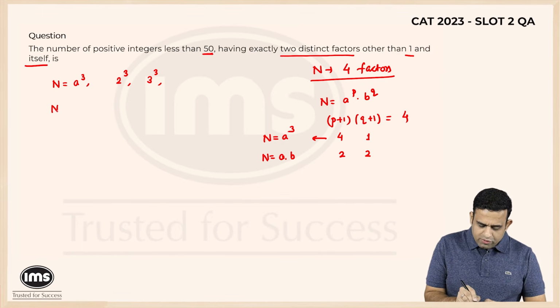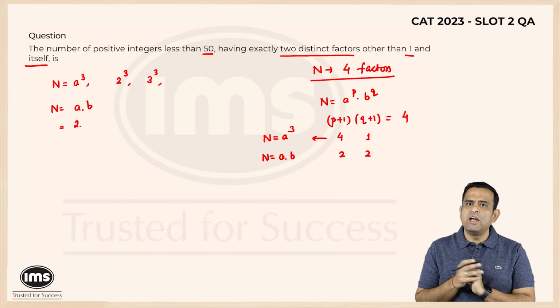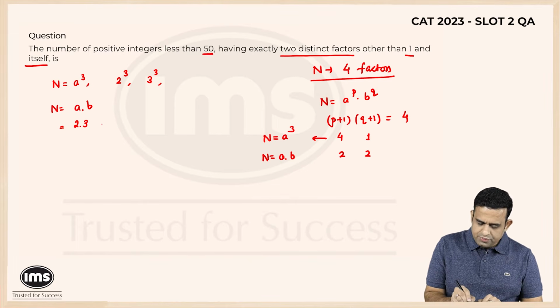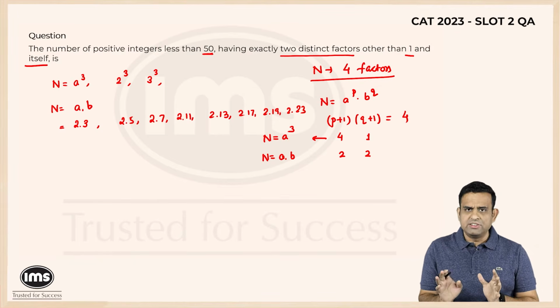Now what about numbers of the form a into b? Understand, in this particular case, if I take the value of a as 2, then the largest possible value of b I can take is 24. So we can have 2 into 3. Then we can have 2 into 5. We can go 2 into 7, 2 into 11, 2 into 13, 2 into 17, 2 into 19, 2 into 23. And this is less than 50.